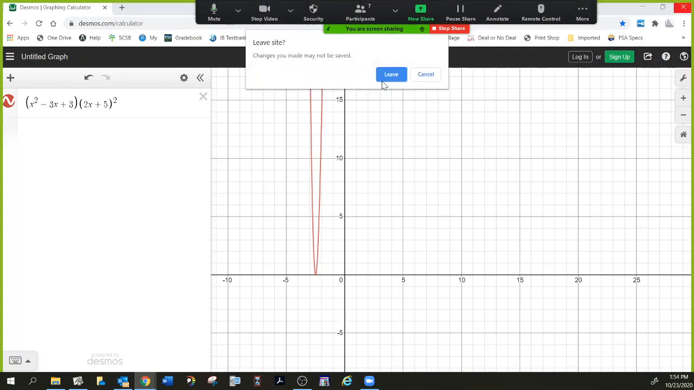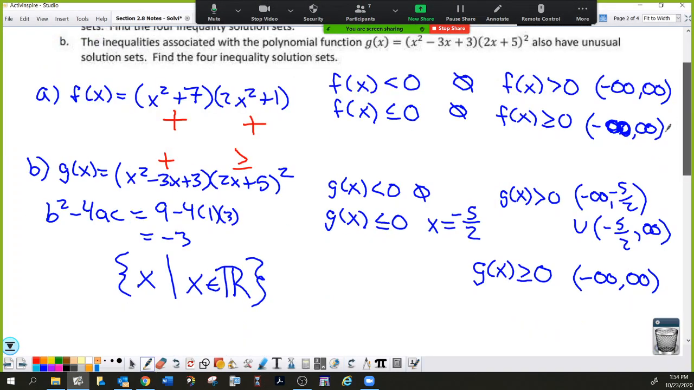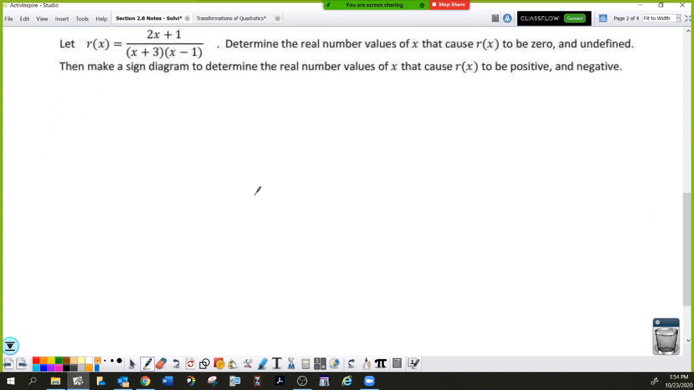All right, so we're going to close Desmos, leave. And let's go do this sign diagram for this rational equation.